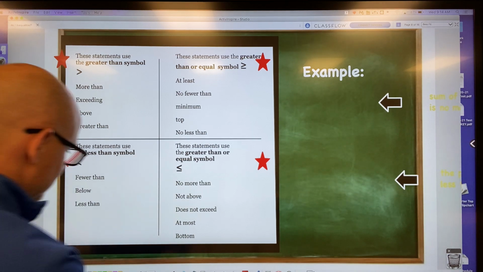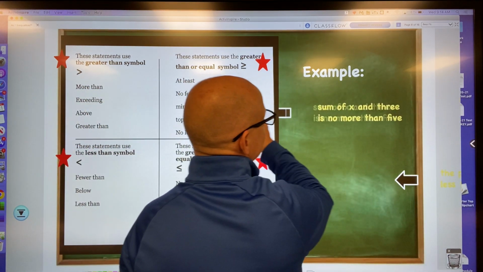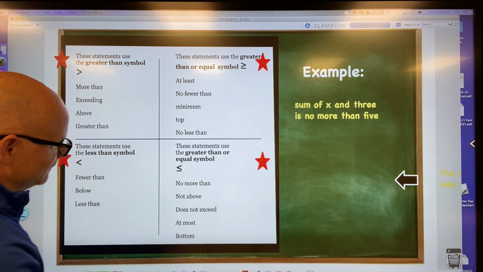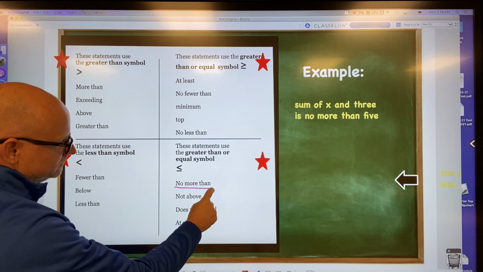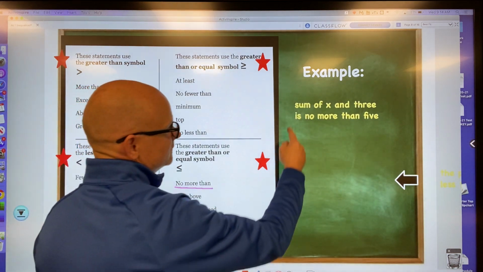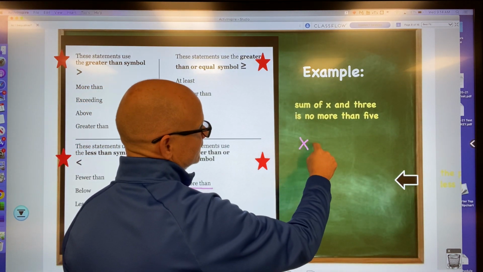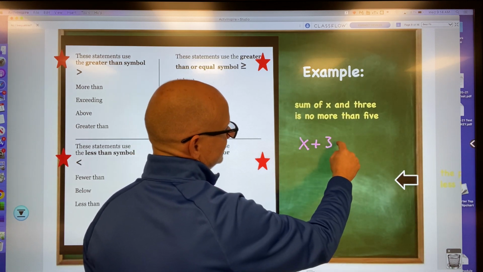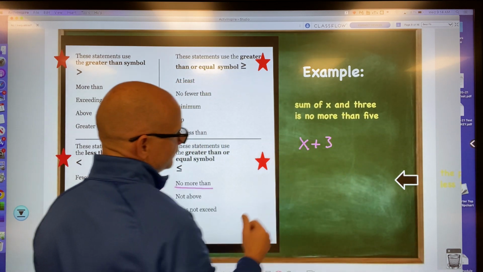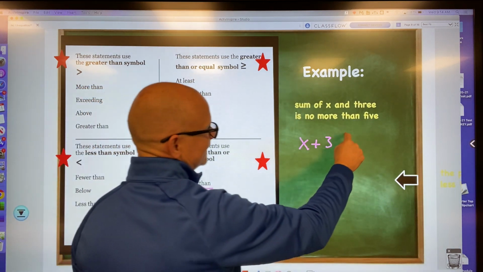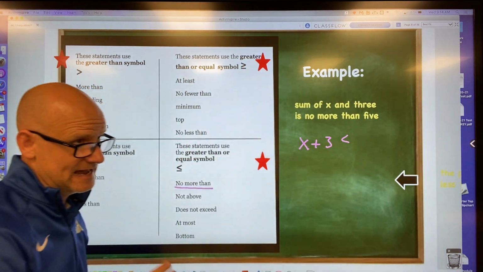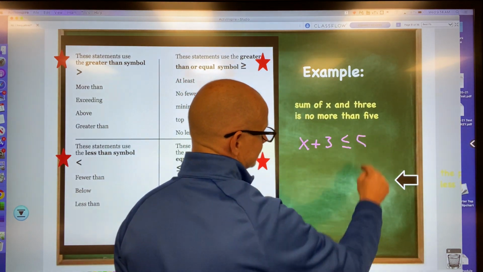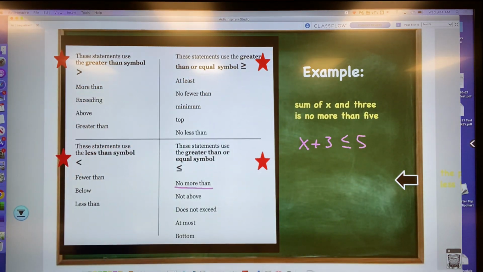All right, so an example: the sum of x and 3 is no more than 5. So when you see no more than 5, the sum is plus, addition. x plus 3 is no more than 5, so it has to be less than or equal to 5. Okay, so that's just an example.